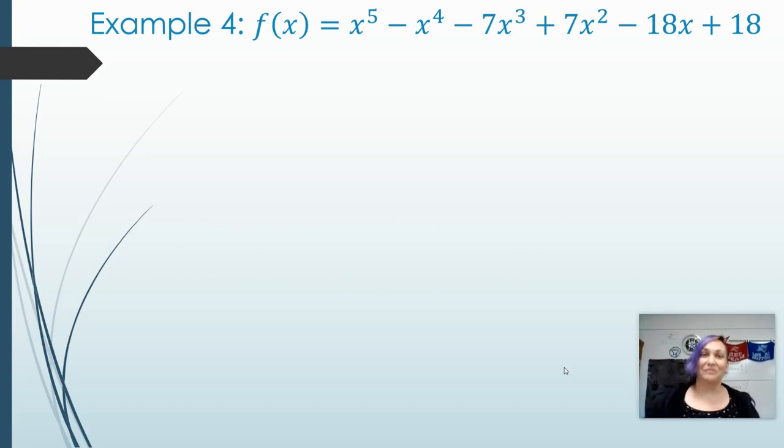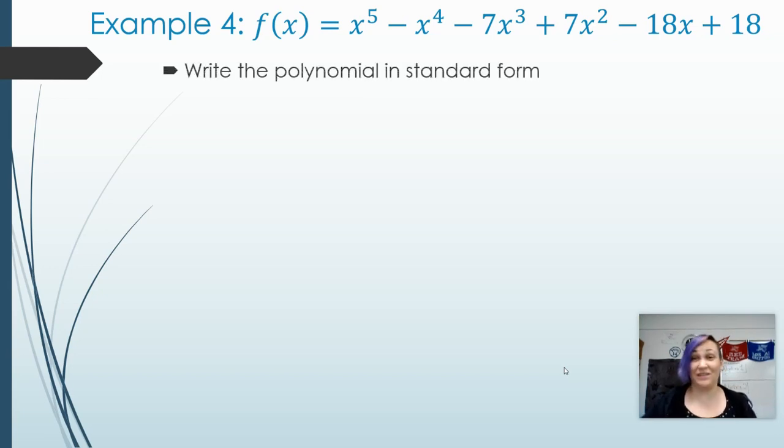I'm going to ask you the same list of questions as I did in our first video. So let's make sure that this is in standard form. And it is. It's in descending order, right? 5 is first, then 4, 3, 2, 1, none. So I'm just going to keep it how it was for standard form.